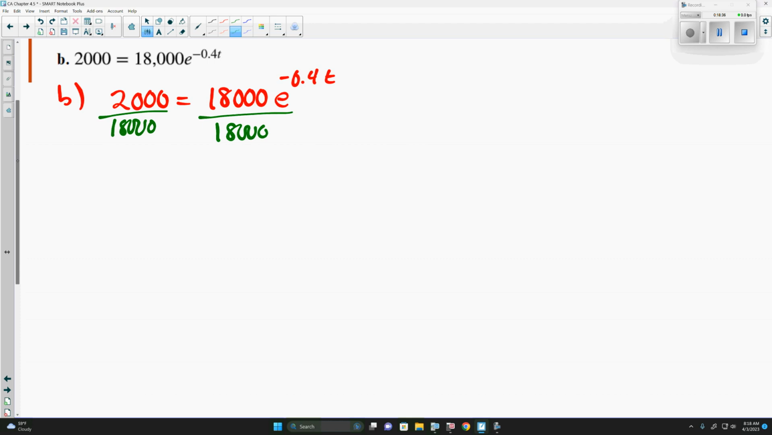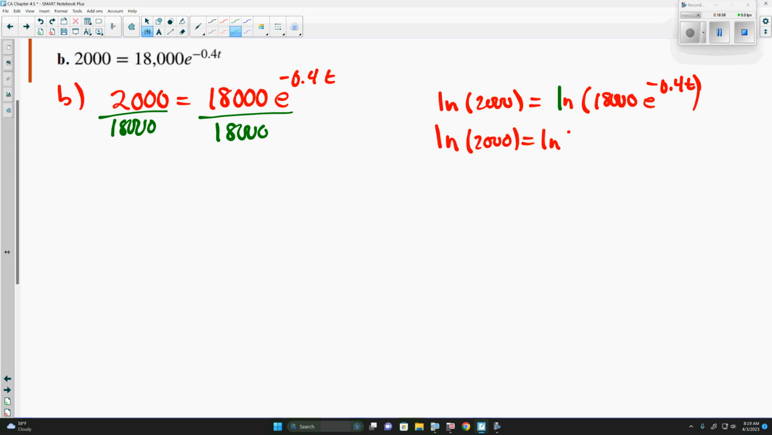Because it would say, you don't have to write this down, ln of 2000 is equal to ln of 1800e to the negative 0.4t. We would get this here. But it's going to be a little bit harder to split that up. I mean, not too bad. Because we can say ln of 2000 is equal to ln of 1800 plus ln of e. And we get this here.